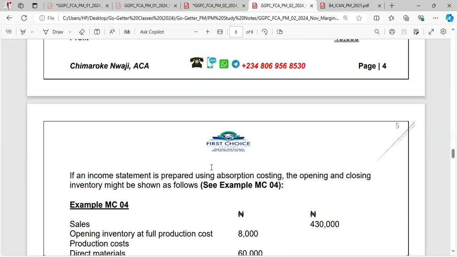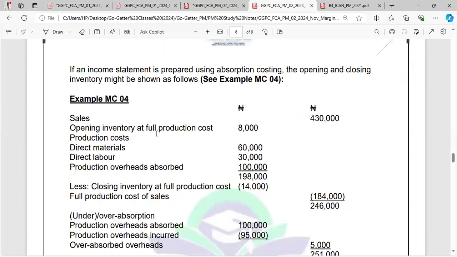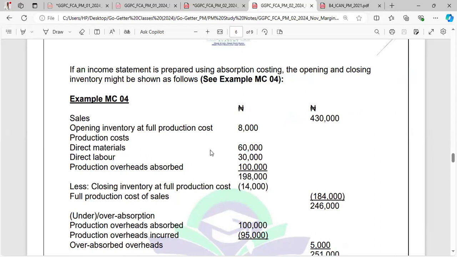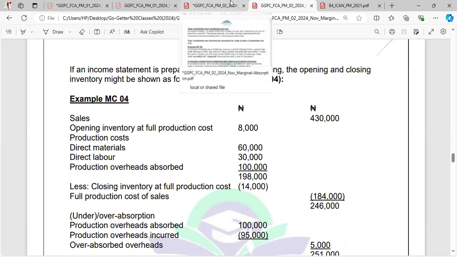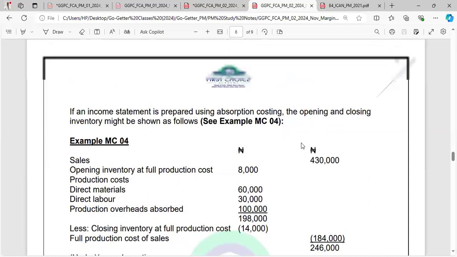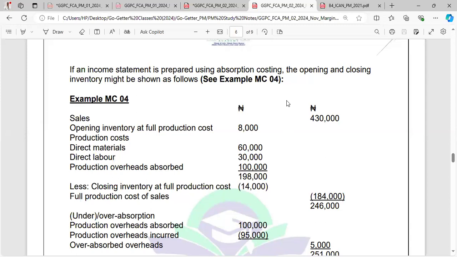All right. Now look at example 4. If an income statement is prepared using absorption costs, the opening and closing inventory would be like this. Now, this one we want to do here now is absorption costing, which is not marginal. Now, let's see how different it is. Now, we still have our sales here, but you see, this sales is not the same. Let's not compare. This sales is 430, but now your opening inventory is at full cost. There is variable cost there, there is fixed cost there. Your production cost, your direct materials is always variable, direct labor is always variable. Your production overhead here, you can have both variable and fixed.